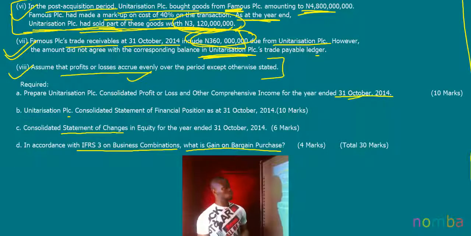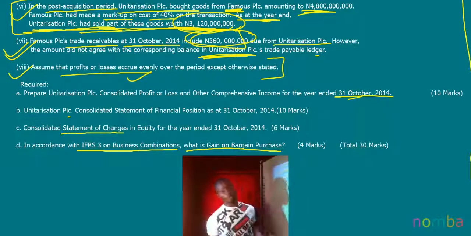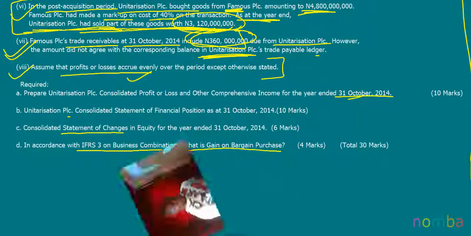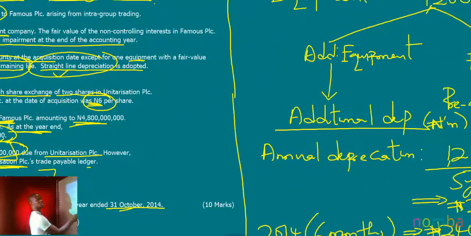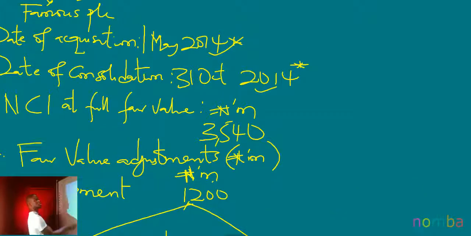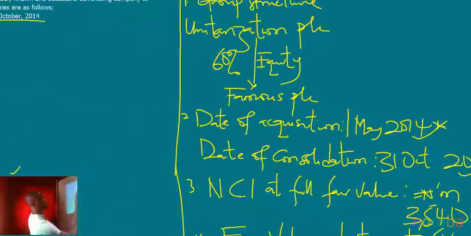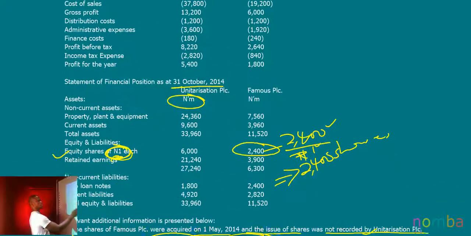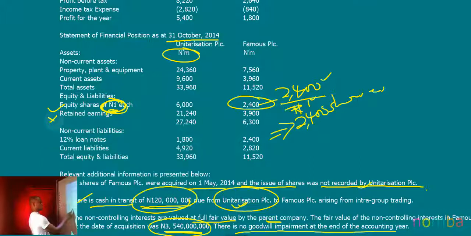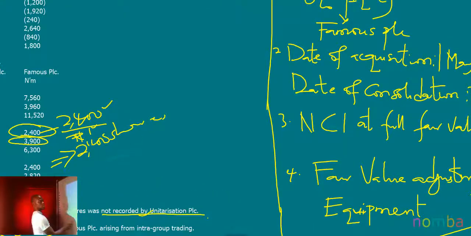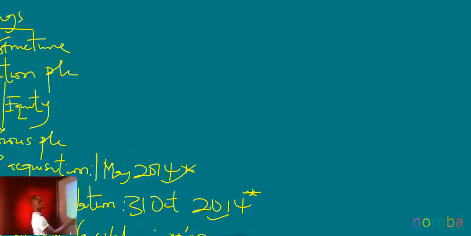In the previous videos, we were able to work out all the necessary points that we need to solve the requirement of this question. And we said the next thing we need to do is to determine the pre-acquisition reserves. But before we do that, let's look at the reserves in the books of the subsidiary. In this question, the only reserve the subsidiary has is retained earnings, and the retained earnings was 3,900. So let's go and determine the pre-acquisition reserves.